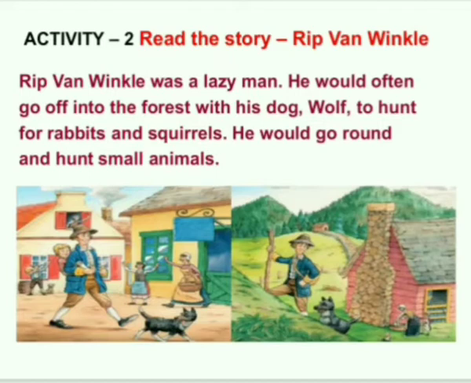Rip Van Winkle was a lazy man. He would often go off into the forest with his dog Wolf to hunt for rabbits and squirrels. He would go round and hunt small animals. That means Rip Van Winkle did not like to do any work. So, whole day he used to hunt small animals.